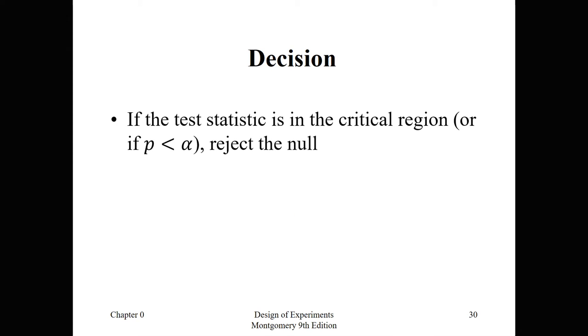The decision, surprise, surprise, is if the test statistic is in the critical region, or if we're using the p-value method, if p is less than alpha, then we reject the null hypothesis. And if not, we fail to reject the null hypothesis. And it really is that straightforward.